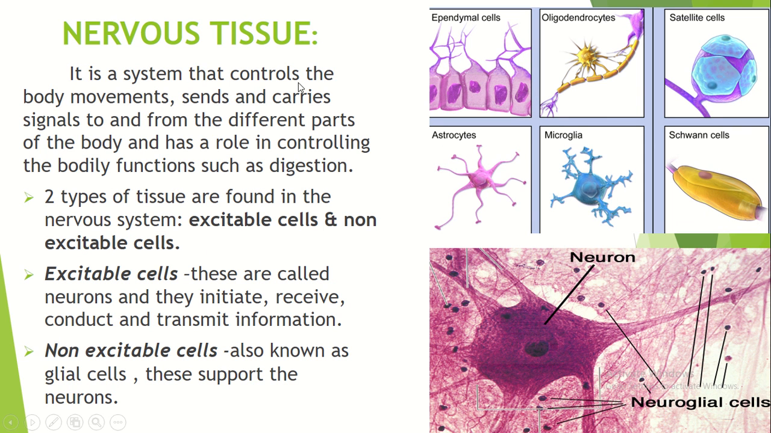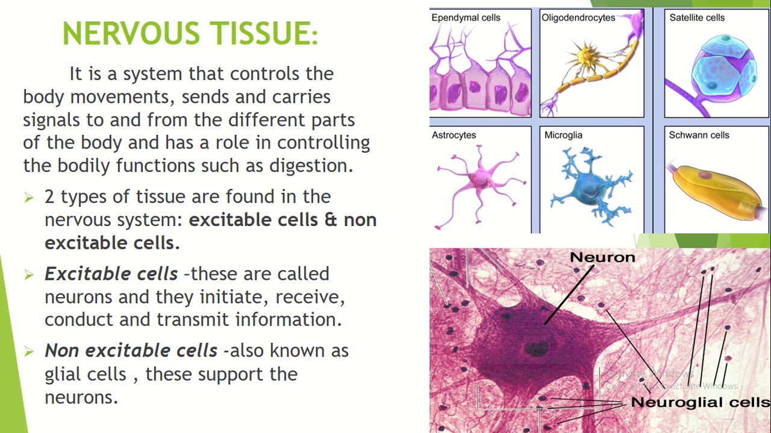Nervous tissue is a system that controls the body movements, sends and carries signals to and from the different parts of the body, and has a role in controlling the bodily functions such as digestion. So this nervous tissue controls the body movements. Whatever movements we do in our body, it's because of this nervous tissue and its nervous system, which sends and carries signals to and from different parts of the body. So through signals, the body movements are being performed.